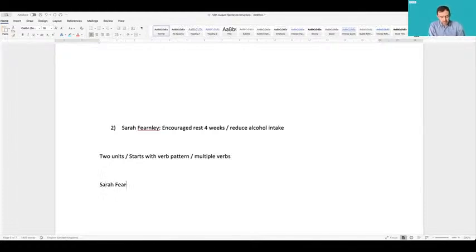Sarah Fernley has been encouraged, or was encouraged, up to you, to rest for 4 weeks and reduce her alcohol intake. That's how I would do it. You might think, oh, Paul's just chosen the easy one there. But actually, when it comes to addition and adding things to sentences, complexity is not better than clarity. You know, let's just be clear.